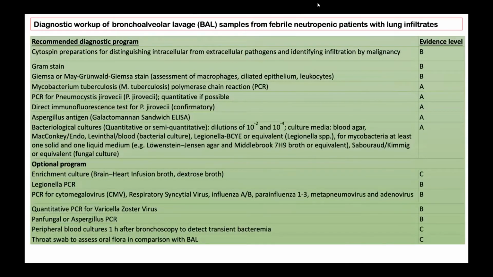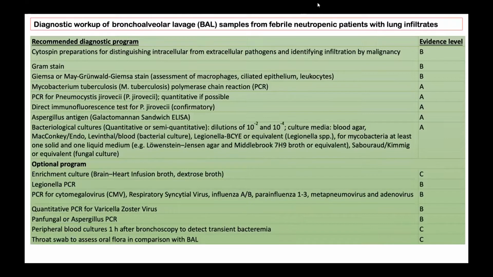Now, once you have done your BAL and you're successful, you should be doing the following testing, as I told you, and these include cytospin, Gram stain, Giemsa stain, mycobacterium PCR, PCR for pneumocystis if you have it, DFA for pneumocystis jirovecii, Aspergillus antigen, which is called galactomannan. I'm pleased that galactomannan is now becoming available in most setups. And then, of course, don't forget your bacteriological cultures, quantitative and semi-quantitative.